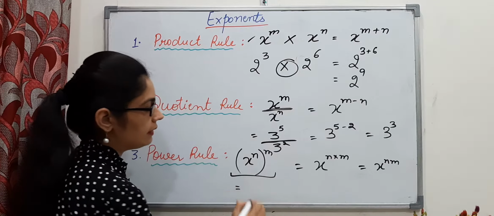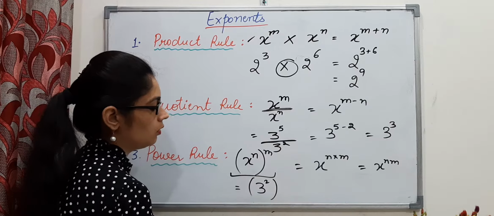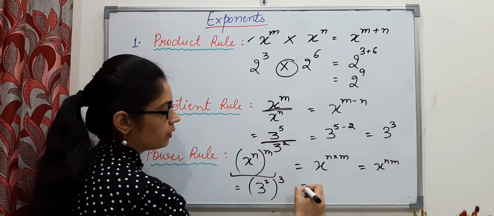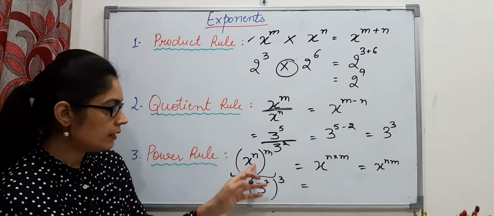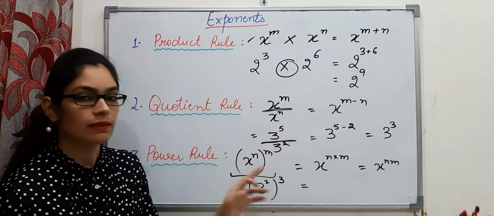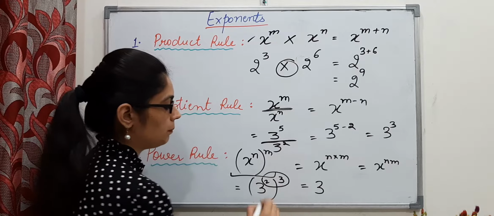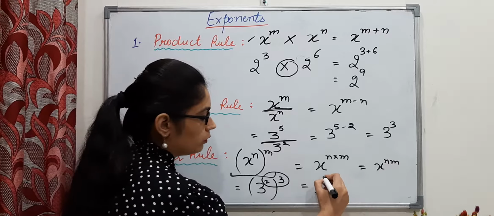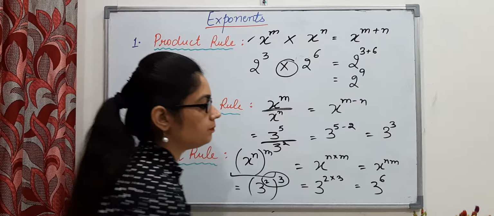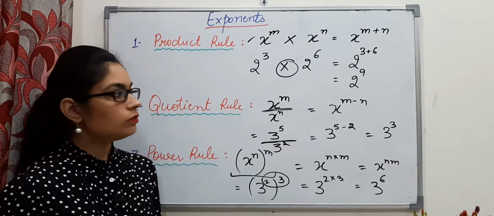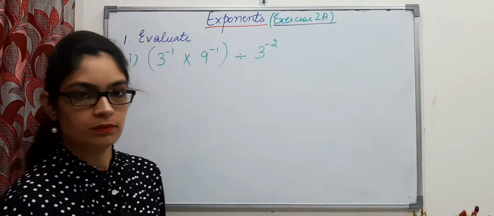In number form also I'll take one example, 3 to the power 2, whole bracket, to the power 3. If I compare, we can see this x is equal to 3, this n is equal to 2 and this m is equal to 3. So it will become 3, and both the powers have to be multiplied. So 2 into 3, it will become 3 to the power 6. So we will use now these three rules and we'll solve the questions of exercise 2A.